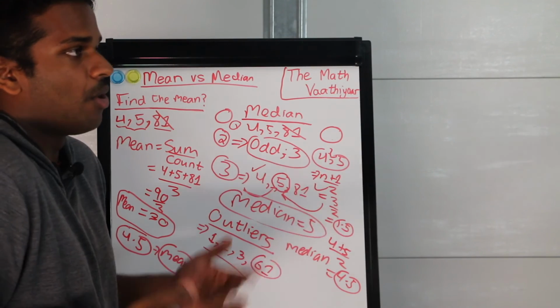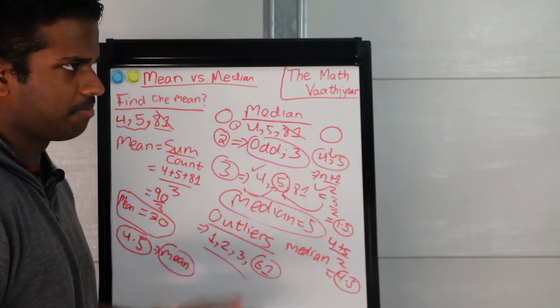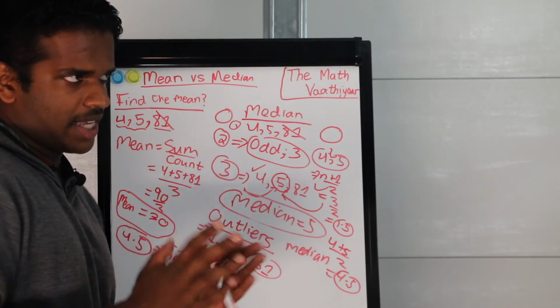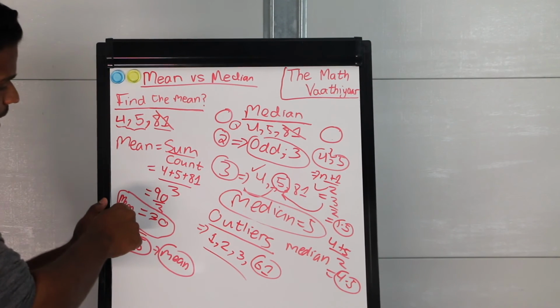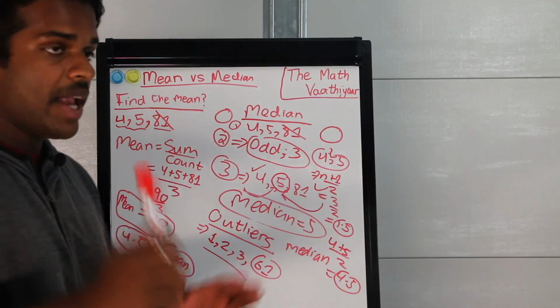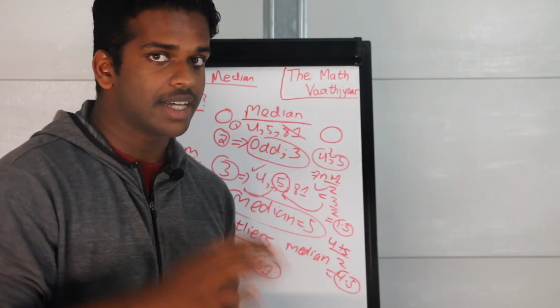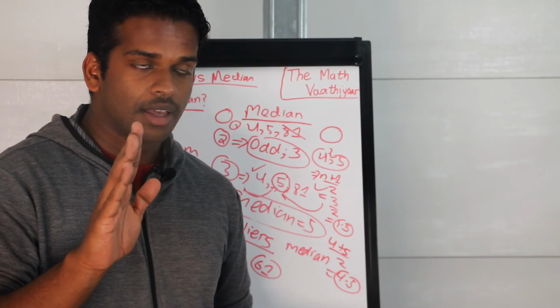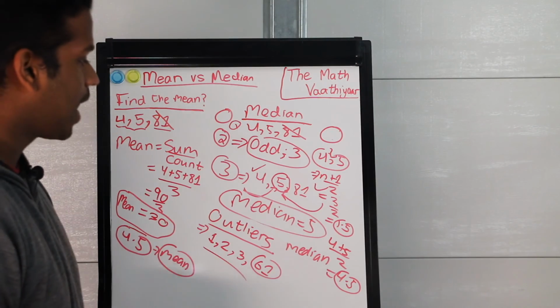Therefore, there's no need to check for outliers. You know that mostly they're the same. The mean and the median are the same. And if you take a look at the previous example, the mean is 30 and the median is 5. So when the median and the mean differ by a large extent, you know that an outlier is present, and you have to take a look at the median.